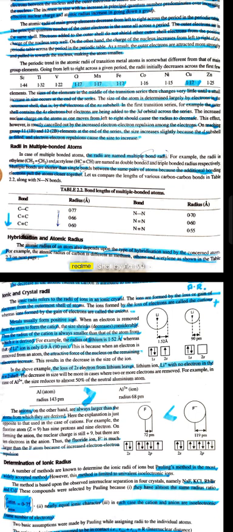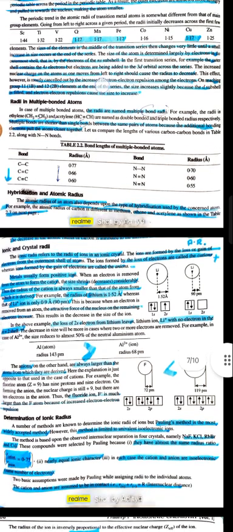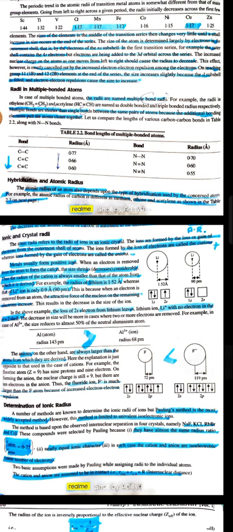Let's compare the length of various carbon-carbon bonds in table 2.2 along with nitrogen-nitrogen bonds. Here you can see that as the number of bonds increases, the radius of an atom decreases. Hybridization and atomic radius. The atomic radius of an atom also depends upon the type of hybridization used by the concerned atom. For example, the atomic radius of carbon is different in methane, ethene, and acetylene as shown in table 2.3.